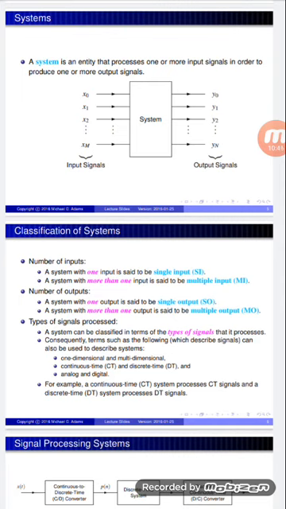For example, in this system, x0, x1, x2 up to x of n are the inputs, and on the output side we are getting y0, y1, y2 up to y of n. That means the number of signals we apply on the input side, we also get on the output side. For example, if I apply 100 signals at the input, we also get 100 signals at the output. So it is a simple and most important meaning: a system is an entity that processes one or more input signals in order to produce one or more output signals.